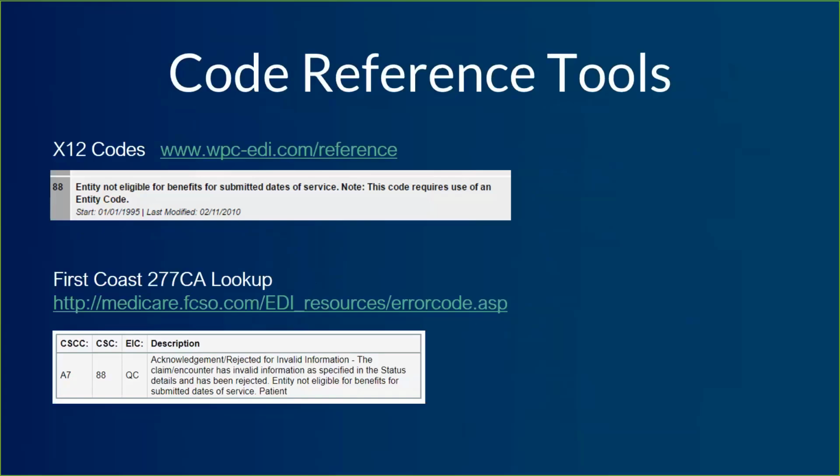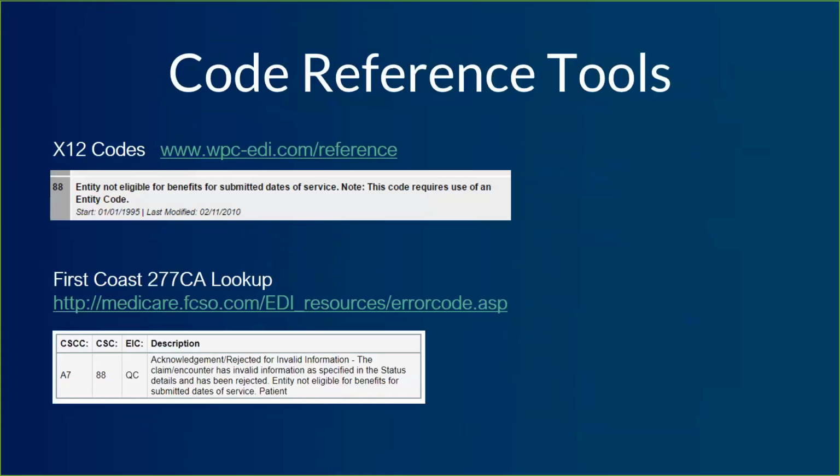So in this case, 88 means entity not eligible for benefits for submitted dates of service. Note, this code requires use of an entity code. So at this point, we would need to try and figure out what that QC meant. Unfortunately, the WPC website does not include the entity codes. So if you need to look one up, there is this other First Coast lookup that we have had success with in the past. You're welcome to try that.